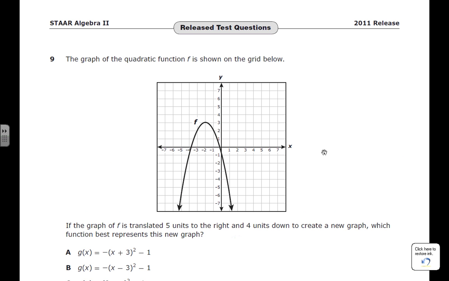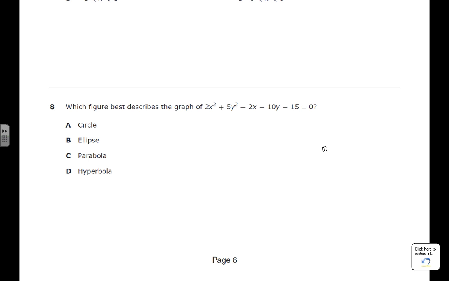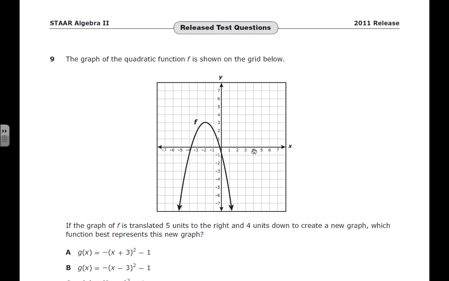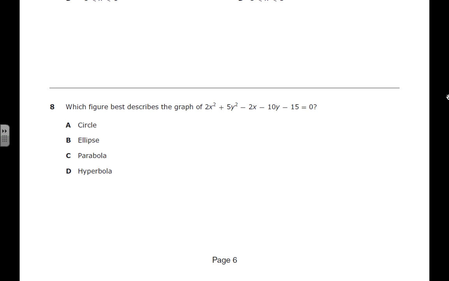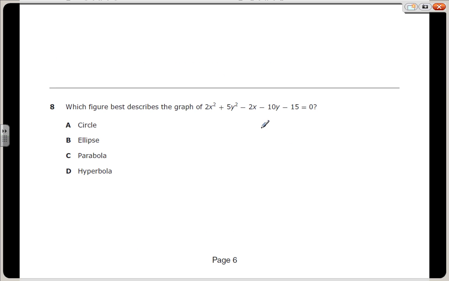Question number 8. So it says, which figure best describes the graph? Alright, so for this one, we are going to employ our knowledge of conic sections. So remember, when you have conic sections, if you have just one of the variables squared, one square, that automatically makes it a parabola. In this case, we have two squares, so you have a square here and a square here. But if you have just one square, let's say one of these is missing, you have a parabola.